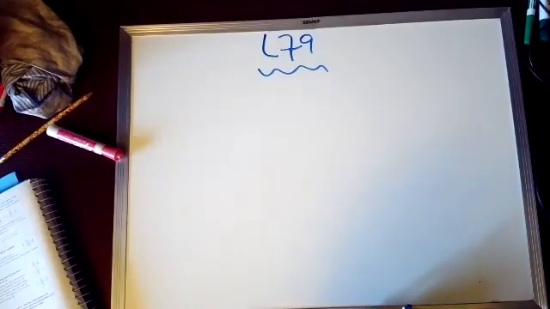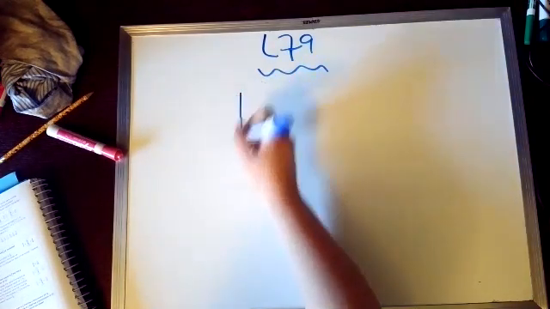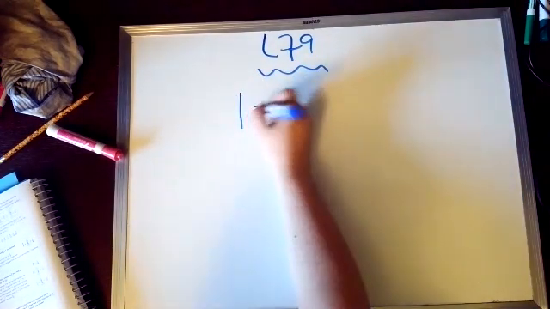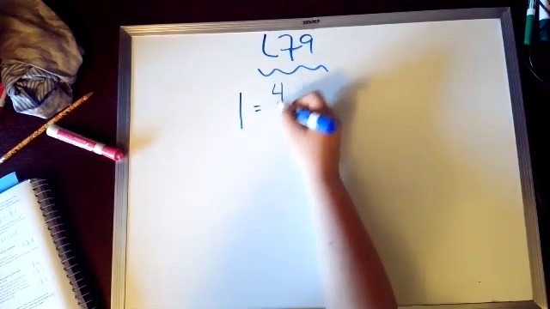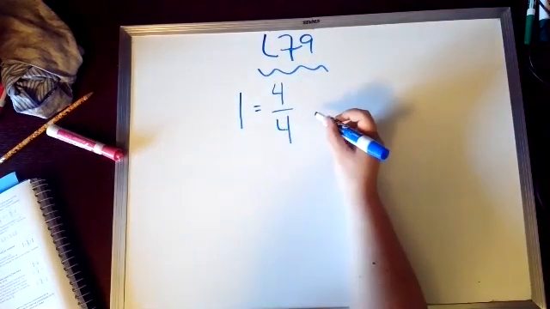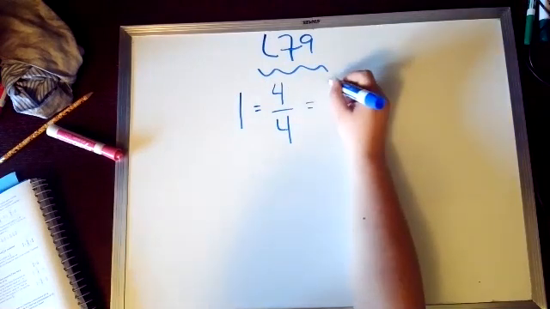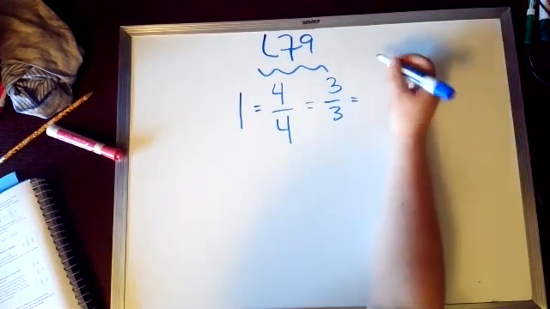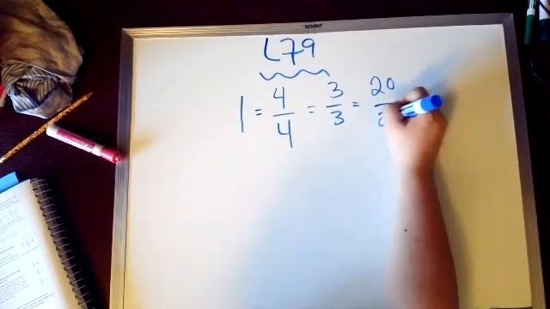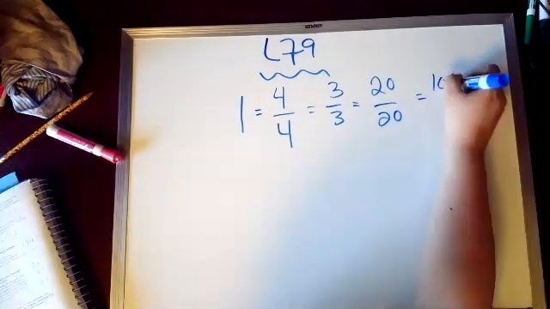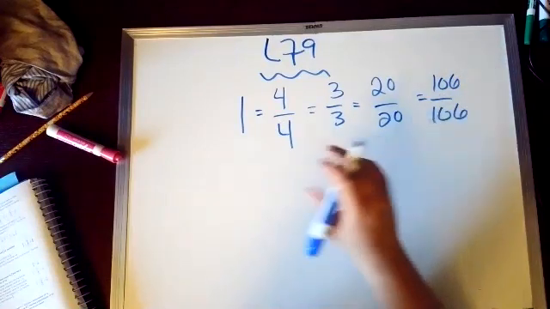This is lesson 79 for Saxon Math Intermediate 5. This lesson, we're looking at making equivalent fractions by multiplying the fraction by 1. You have to remember, when we have 1 in fraction form, what makes it 1 is that the numerator is the same as the denominator. The numerator and denominator could be any number as long as they are the same. So it could be 4 over 4, 3 over 3, 20 over 20, 106 over 106, as long as they are the same.